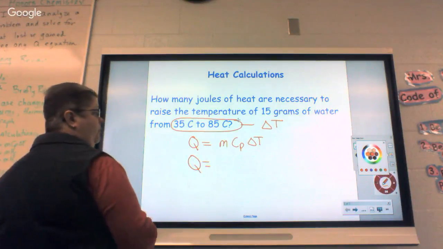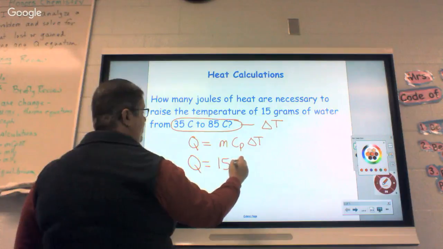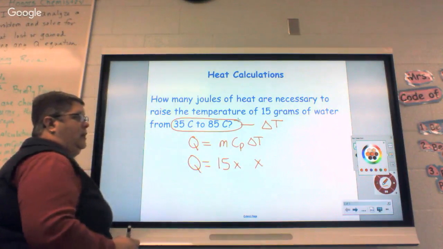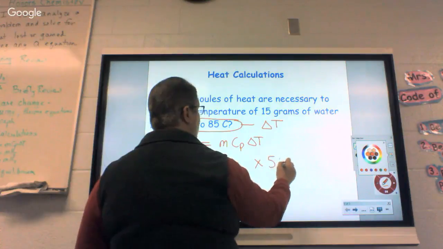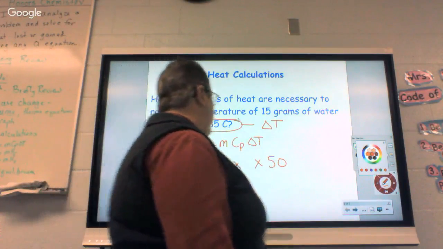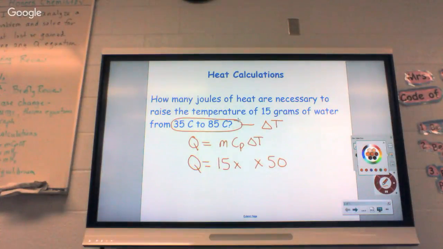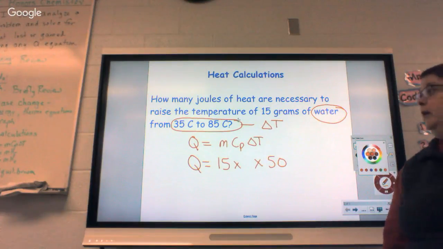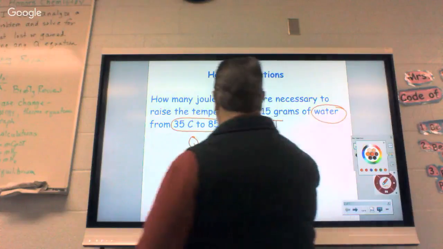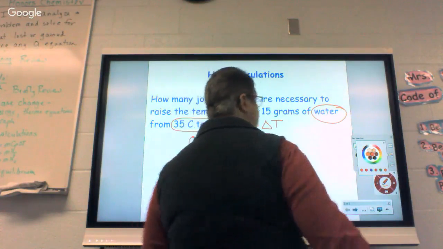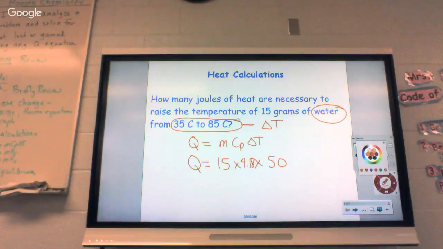If I'm looking for how many joules, I'm solving for Q. My mass is what? My change in temperature is what? 85 minus 35 is 50. Remember, I'm always using a positive difference. Now, my Cp, I find where? Reference table. What did I use here? I used water. So what is water's Cp? It's on the very first page. It's 4.18, because that is liquid water. 2.05 is ice. A lot of people want to grab that. So when you multiply that together, what do we get?